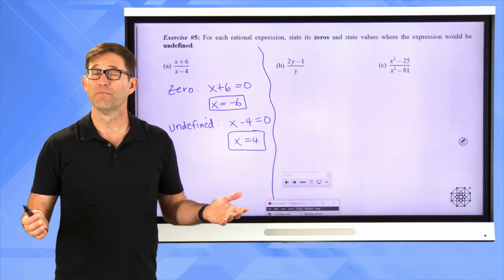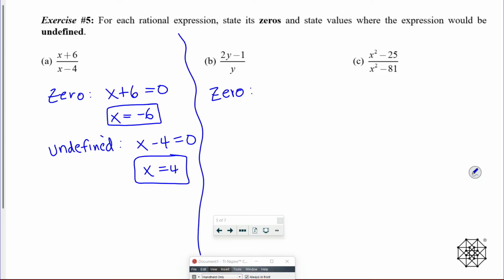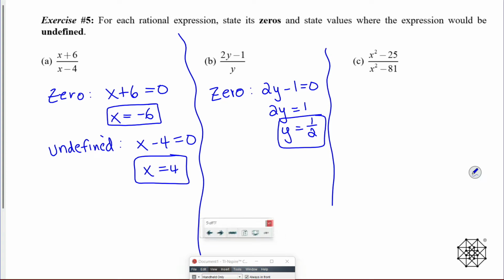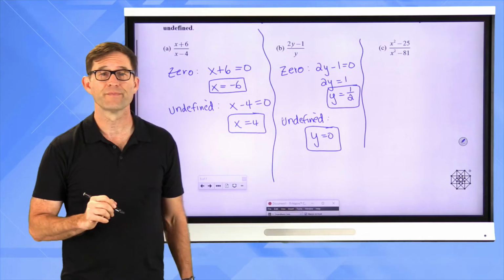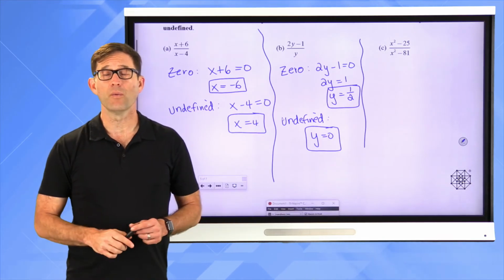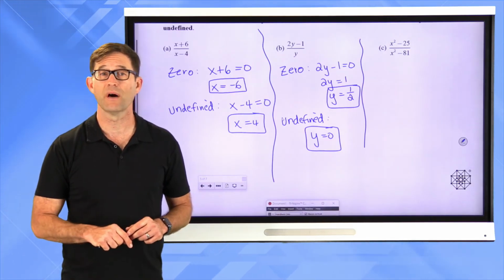All right, a little bit trickier, but should be no problem, right? Same idea. We're going to have a 0 if 2y minus 1 is equal to 0, or 2y is equal to 1, or y is equal to 1/2. So a little bit more complicated there. Our 0 is going to be 1/2, but simpler, this is going to be undefined when the denominator is equal to 0, and that's just simply when y is equal to 0. Now, in both A and B, we had a single 0 for each rational expression and a single value where the rational expression was undefined.